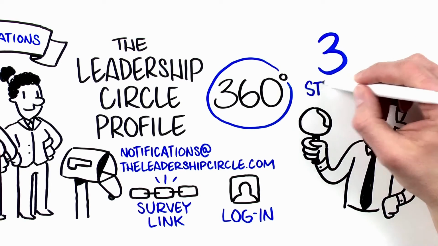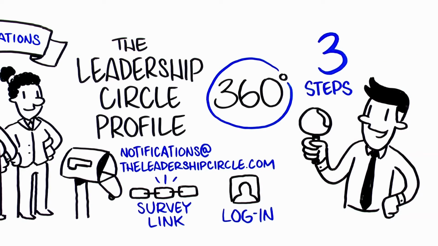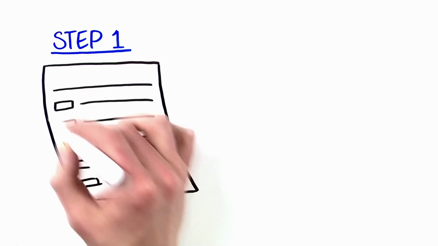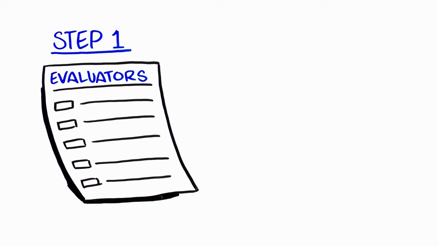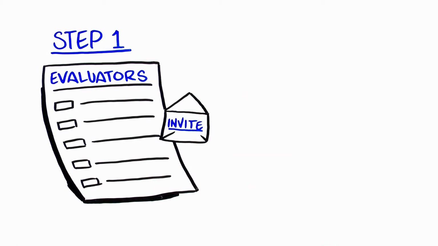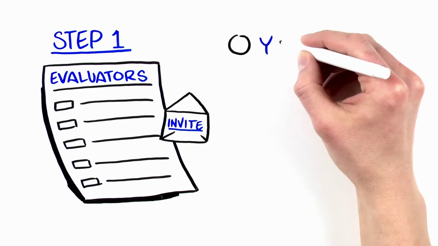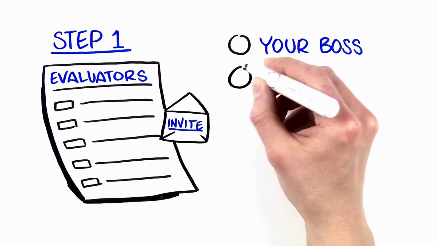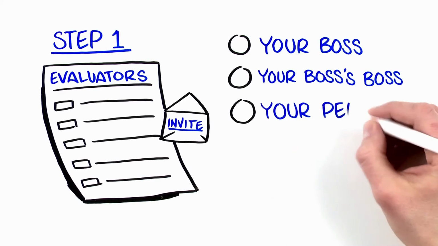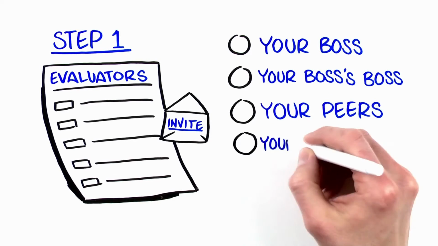There are 3 steps involved to set up your survey. The first step is to make a list of who you will invite to provide feedback. We call these your evaluators, and then invite them to participate in your development as a leader. Your list should include colleagues in each of the following categories: your boss, your immediate supervisor, your boss's boss, optional but useful, your peers, as many as you interact with regularly, your direct reports.